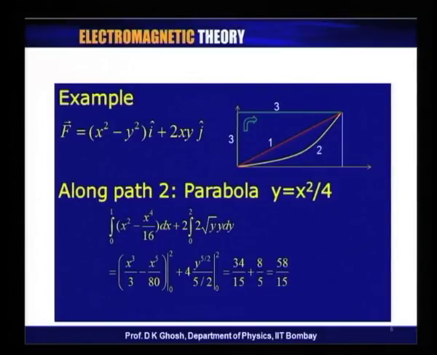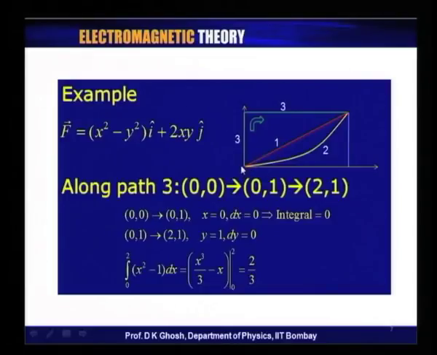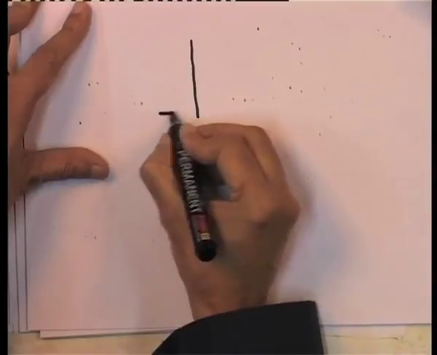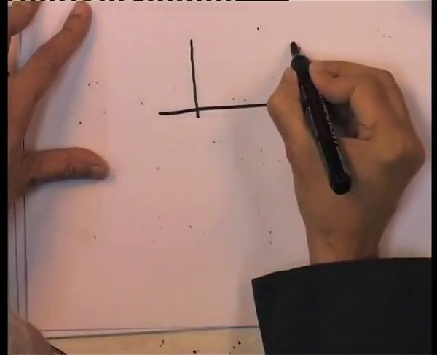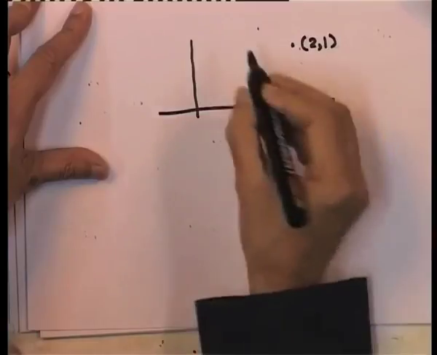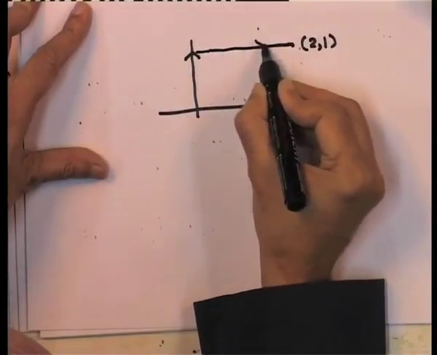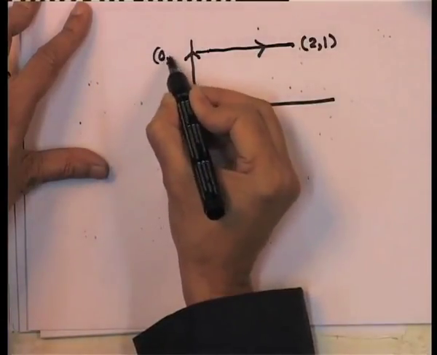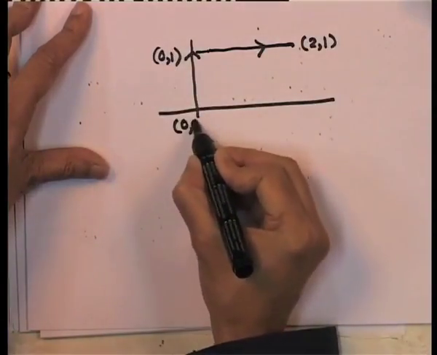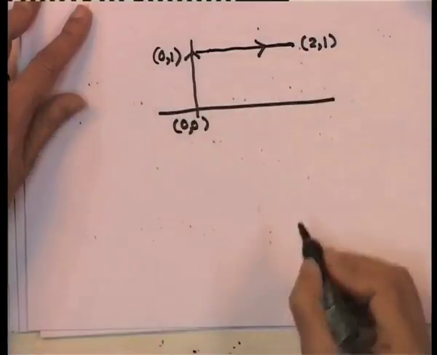In the third case, I am taking a path from origin again to 2 1 by a little complicated path. I am first going from here 0 0 to 0 1. So, let us draw that path here. So, I want to go to 2 1 and I am going by a broken path like this in 2 steps. So, this is 0 1, this is 0 0. So, I go like that, first like this, then like this.